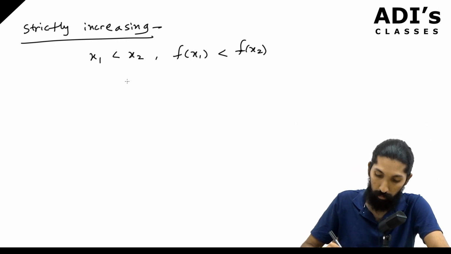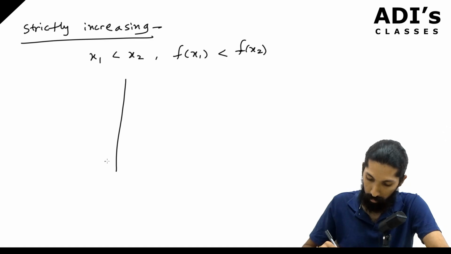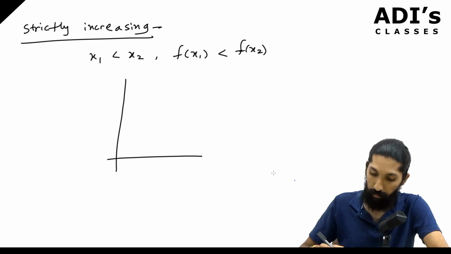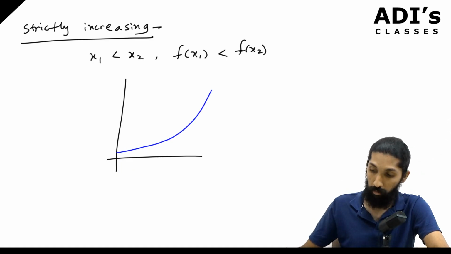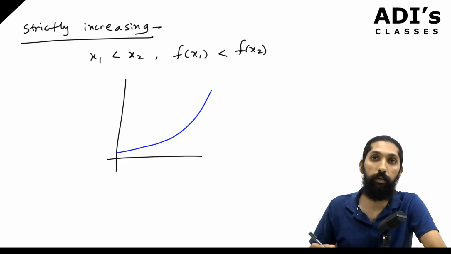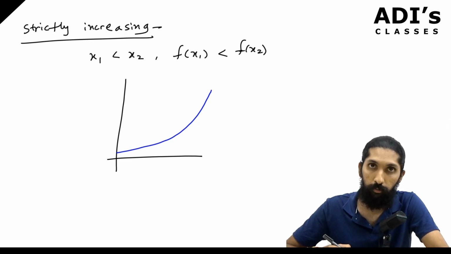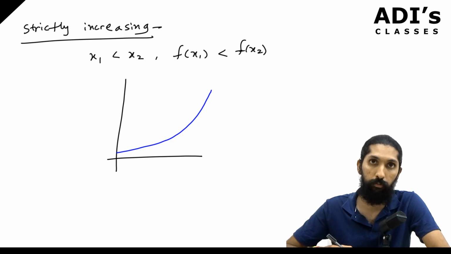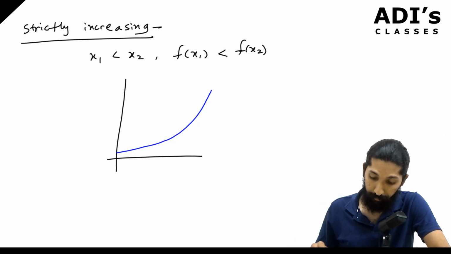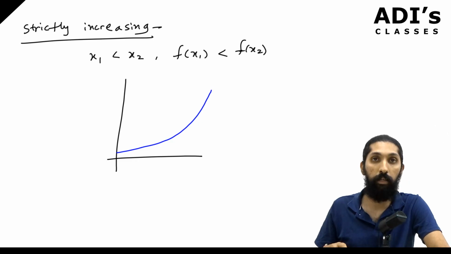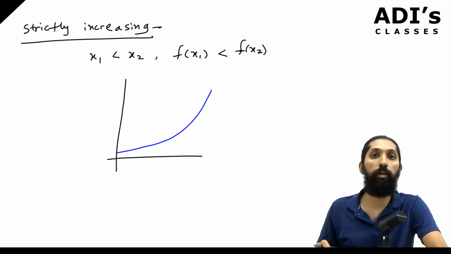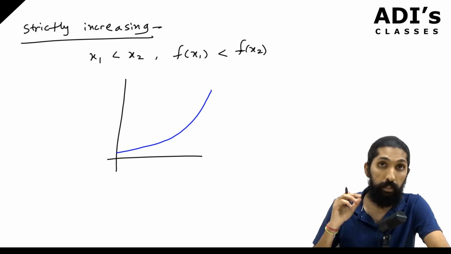That means, say this is your graph. Let's say your graph is going to go something like this. There is no equal value anywhere. Anywhere in the graph, you are not going to have f of x1 equal to f of x2. Fine. This is what we call a strictly increasing function. Understood? Now we'll go into the next one, that is the decreasing function.